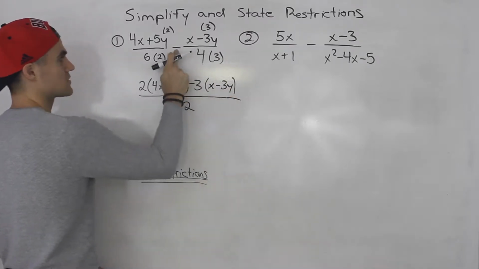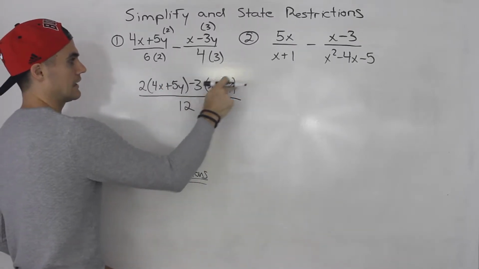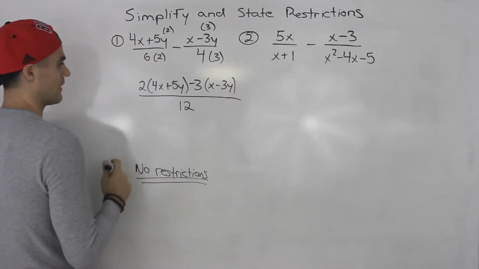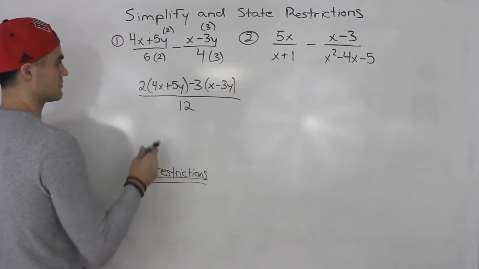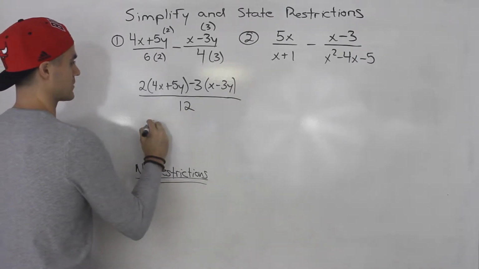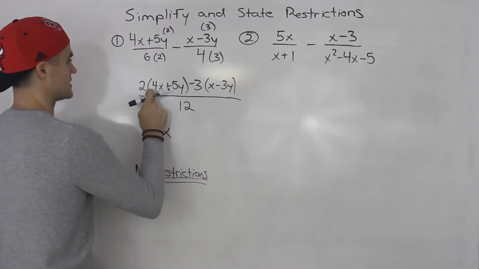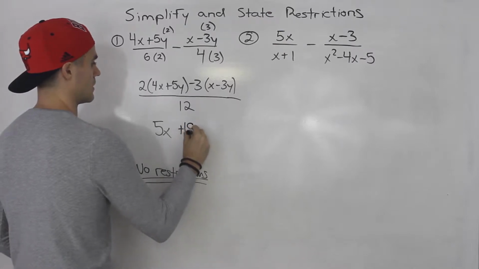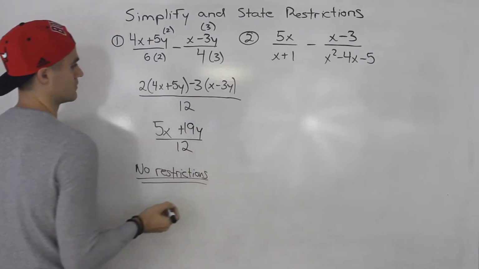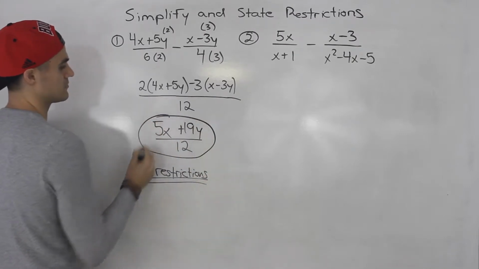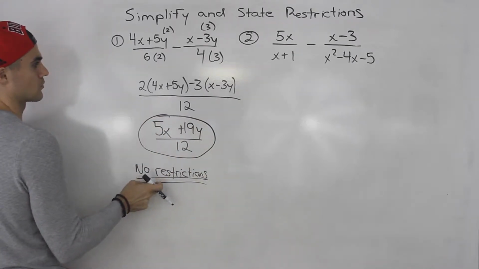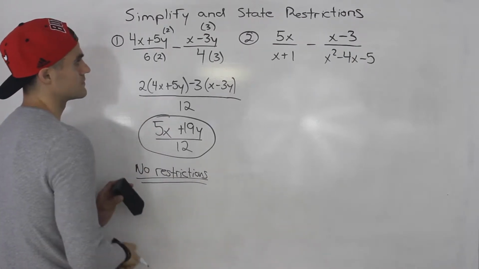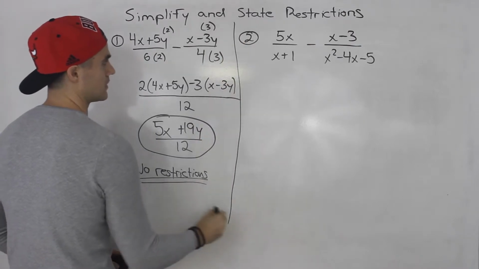You got to make sure that when there's a negative here, you're distributing in that whole bracket there. Just be aware of that. And then from here, you just want to simplify. So 8x minus 3x, that would give us 5x. Then we'd have 10y plus 9y, which would give us 19y, all over 12. So that's what it simplifies to, and there are no restrictions. Let me just double check. Yeah, seems right.